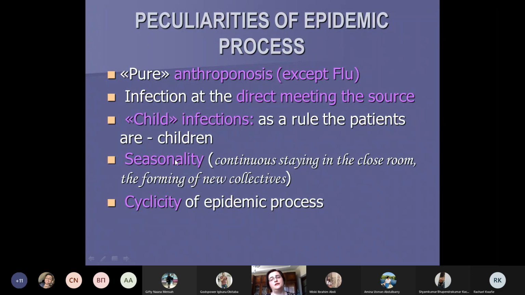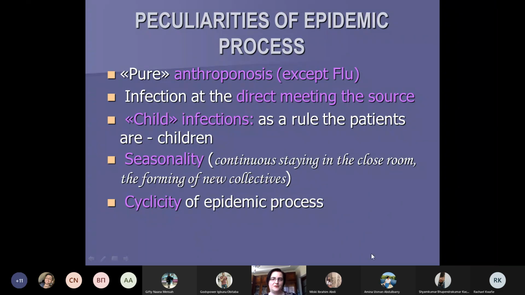Seasonality. Continuous stay in a closed room, the forming of new collectives. Believe me, sure, bad weather and cold weather decrease your local immunity a little, for example in the upper respiratory tract, but it's not the main factor. The main one is the forming of new collectives. What does it mean? For example, students from all over the world come to Ternopil University, come to the auditorium for a lecture, and can catch so many different infections present all over the world.